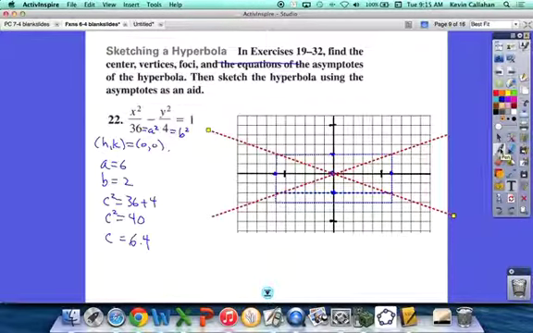Blue, fat line, go from the vertex to the diagonal because those are the asymptotes.